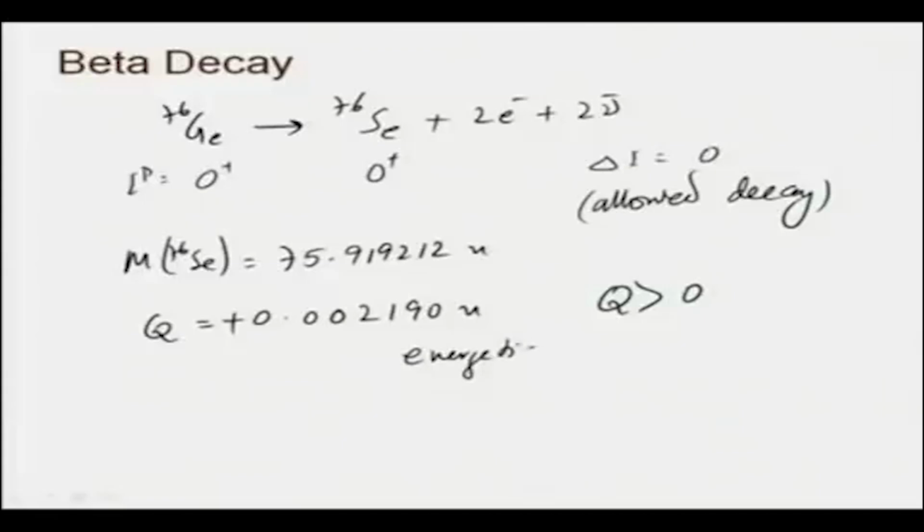The double beta decay is energetically allowed with delta I equal to 0 and no change in parity, and therefore it is possible to have an allowed decay. Again we have an example where it is not possible to have a single beta decay, but the double beta decay is possible. All right, very good.